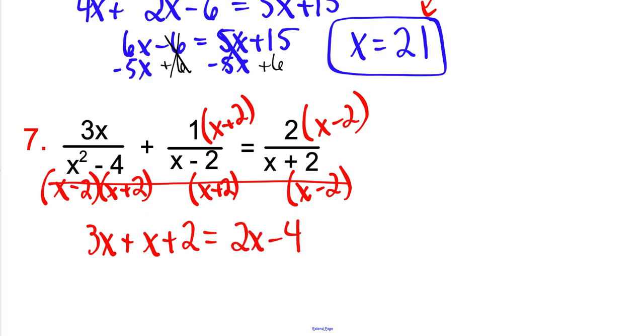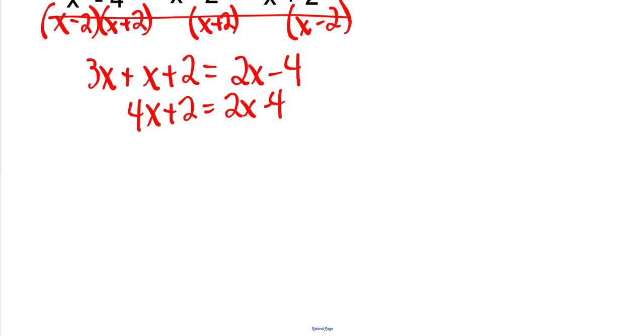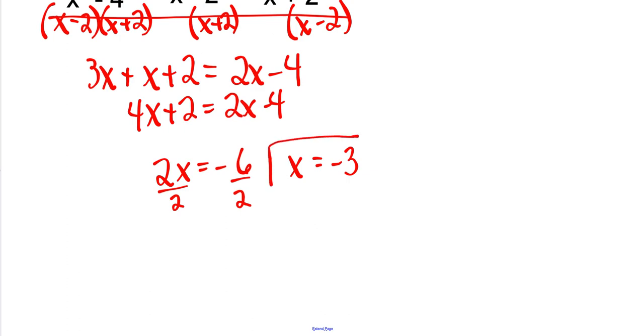Put everything together. So on the left here we'll have 4x plus 2, and then 2x minus 4. And then put the x on the left, number on the right, so we'll have 2x. We're subtracting 2 from that, equals negative 6. And then divide by 2, x equals negative 3. And it looks like we are okay because the numbers that we cannot get would be a 2 and a negative 2. Okay?